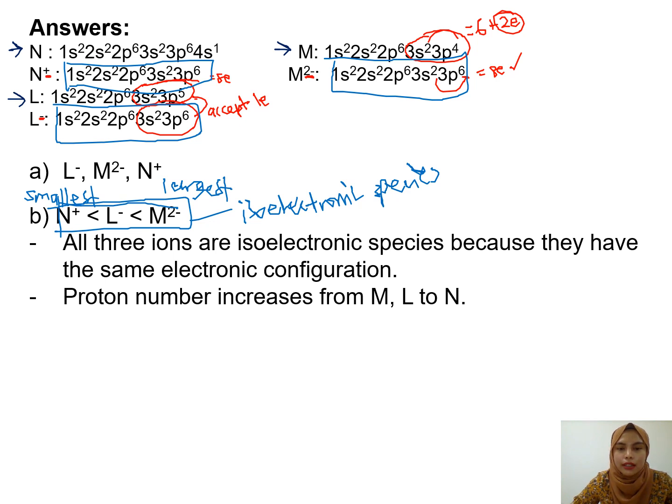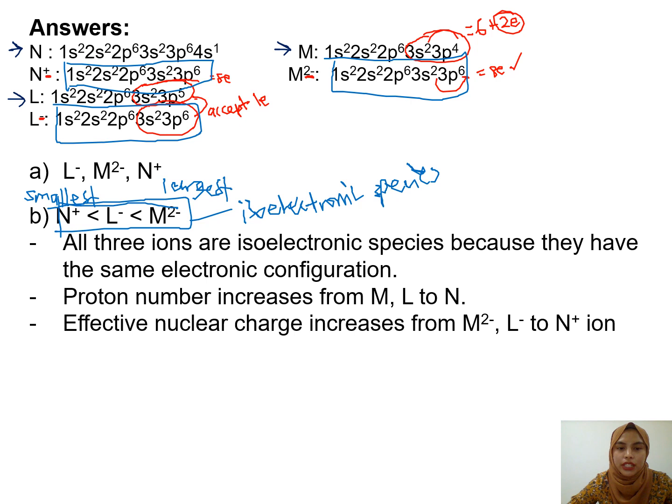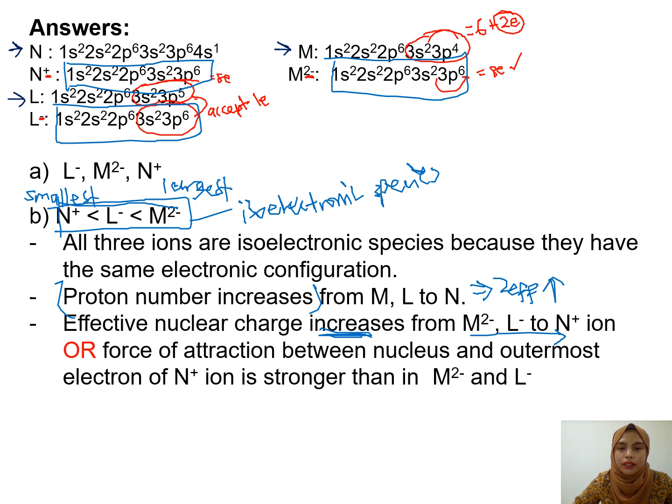Okay, bila proton number increases, you boleh cakap dia akan menyumbang kepada point ZF, effective nuclear charge. Bila proton number increases, ZF effective nuclear charge pun akan increase daripada M sampailah N. Alright. Tapi ataupun you boleh cakap the force of attraction between nucleus and the outermost electron of N plus ion is stronger than in M2 minus and L minus.